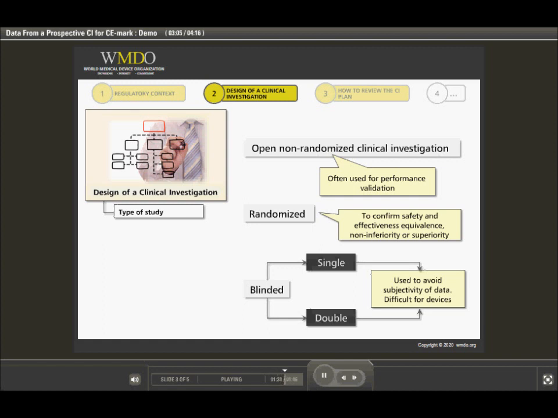Whichever design is chosen for the clinical investigation, there should be a justification provided that supports the validity of the study design, leading to objective and credible data.